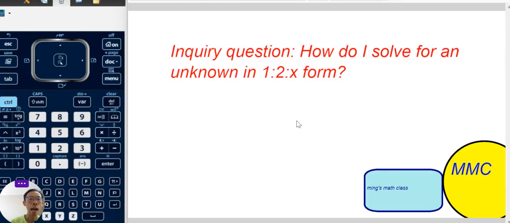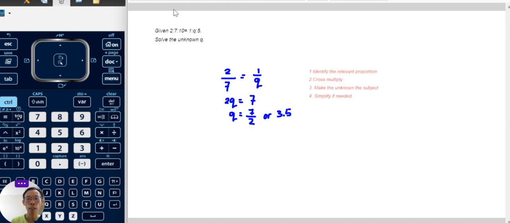My name is Ming, and today we're going to look at this particular question. How do I solve for an unknown in this particular form? That is the ratio of this particular form where you have two digits and one possible unknown quantity. All right, so let us get started.